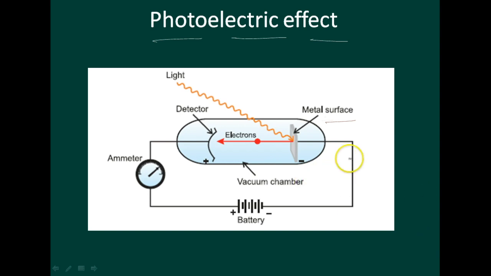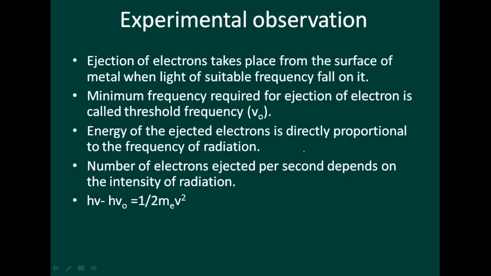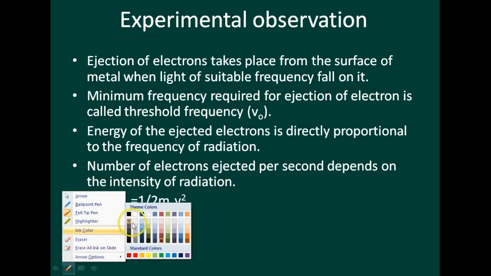Consider this as the metal surface. Where light is incident on it, some of the electrons are ejected from the metal. This is known as the photoelectric effect. If they ask what you mean by photoelectric effect, draw this figure and explain it. Now, what are the experimental observations in the photoelectric effect?